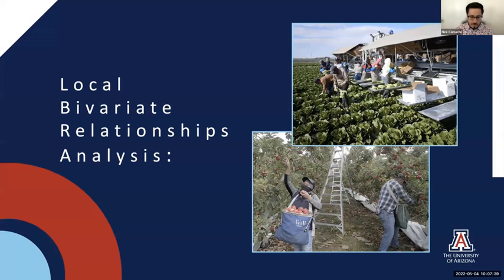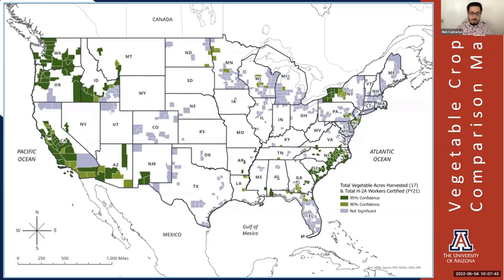Moving on to LBR, my first crop comparison map identified relationships between vegetable acre totals and certified H-2A visa totals, with multiple counties at a 95% confidence level located in California, Arizona, Washington, North Carolina. Again, Monterey County stood out with over 300,000 vegetable acres and nearly 8,000 H-2A workers.